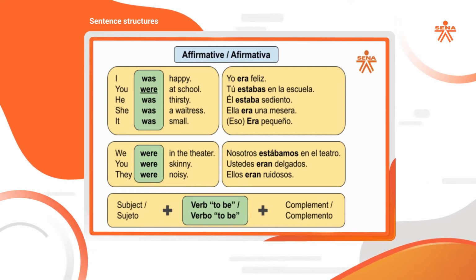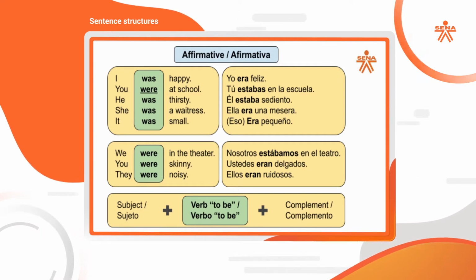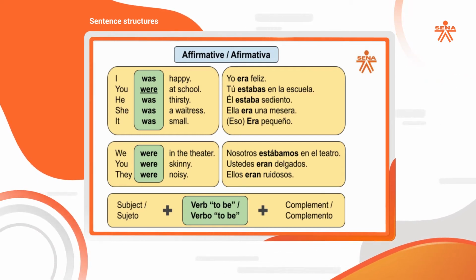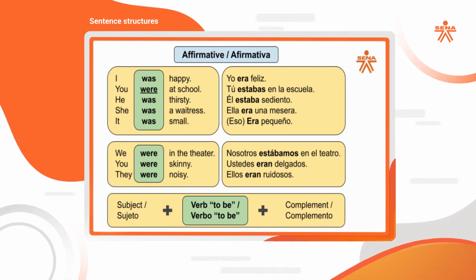And after the verb to be, you are going to put the complement or the rest of the information in the sentence. For example, you can use an adjective that talks about how you felt in the past. For example, I was happy. Yo era feliz. Or you can use a noun that signifies a place to talk about the previous location that someone had. You were at school. Tú estabas en la escuela.